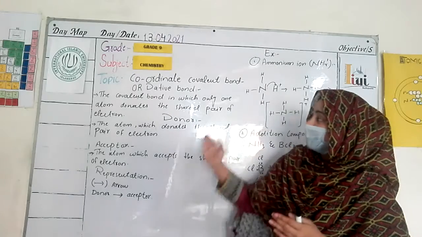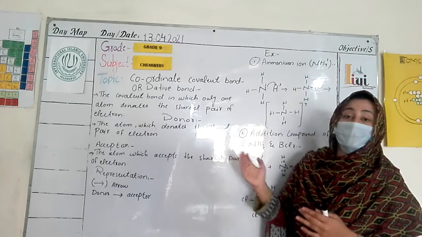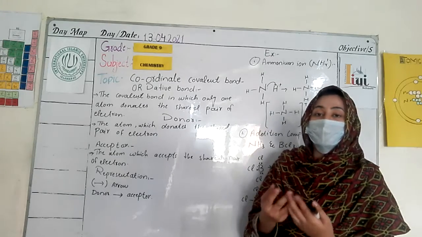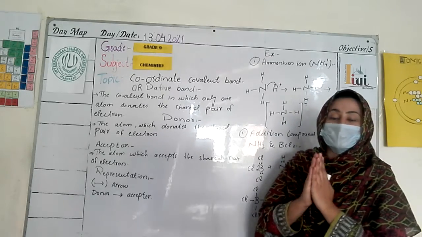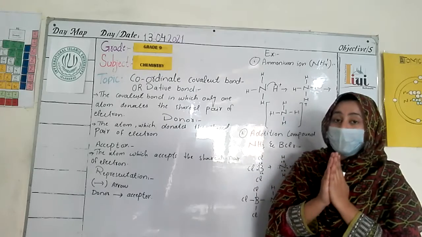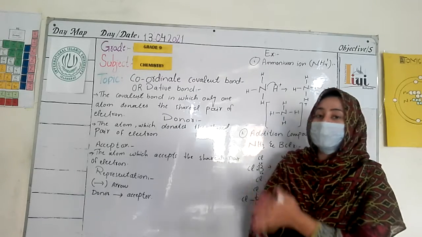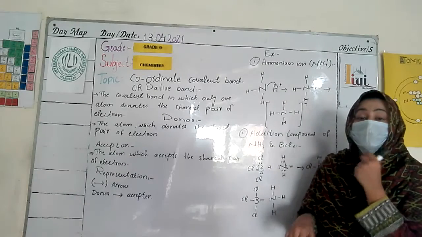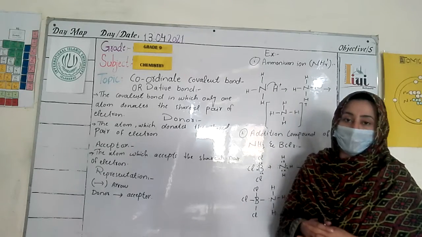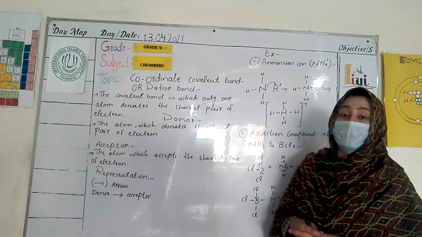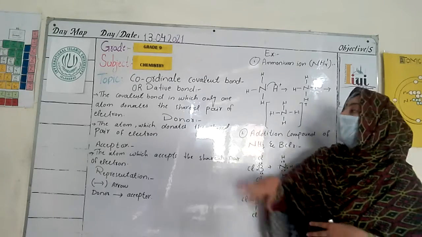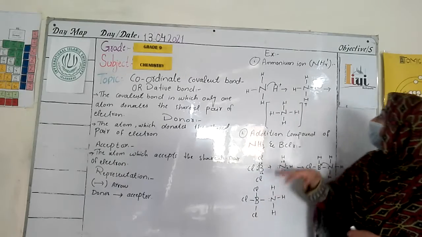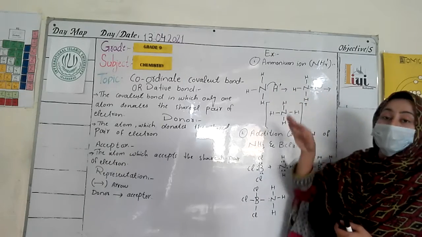So students, it's all about the coordinate covalent bond. What is a coordinate covalent bond? The bond in which two atoms are present, but only one atom can share its electrons, and the other one cannot. So how do they make a coordinate covalent bond or a dative bond? I will explain the coordinate covalent bond by giving some examples. The first example is the ammonium ion.